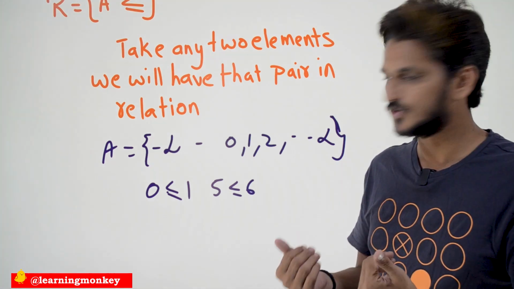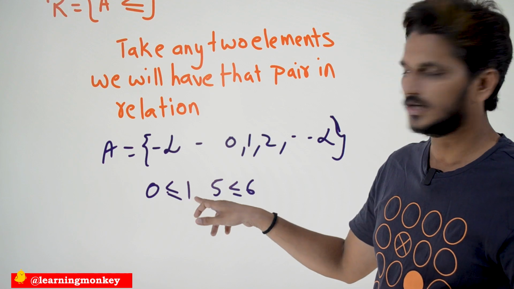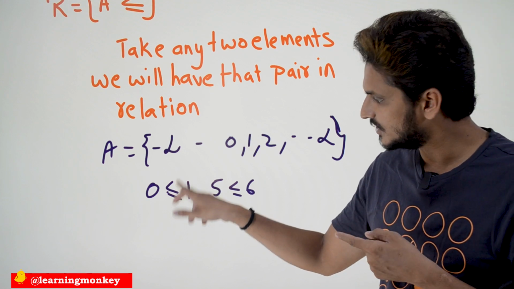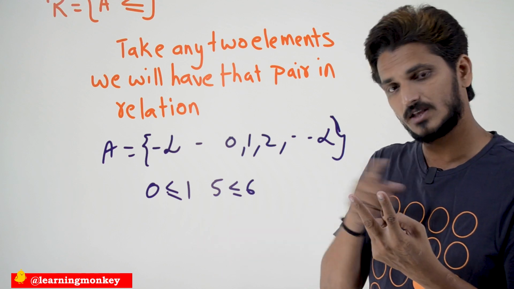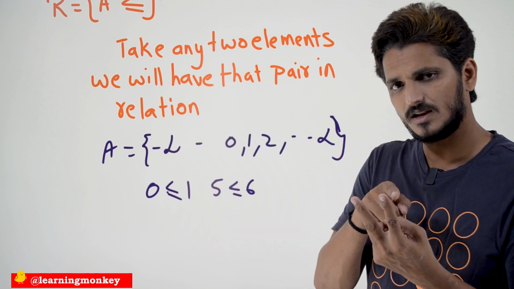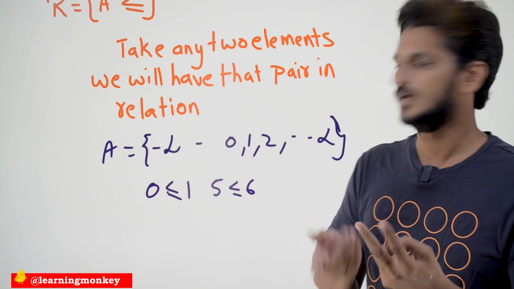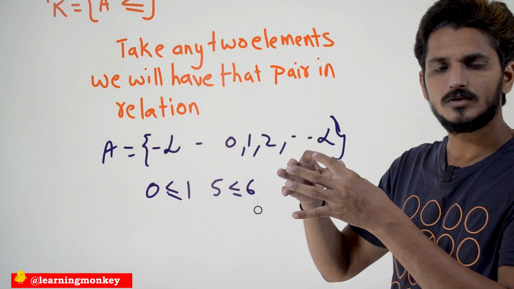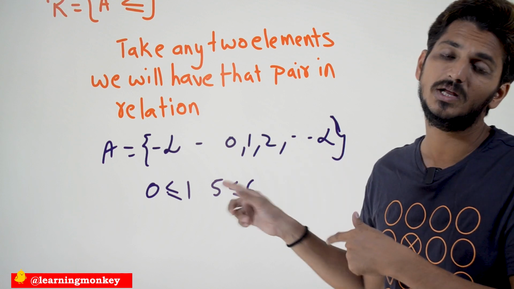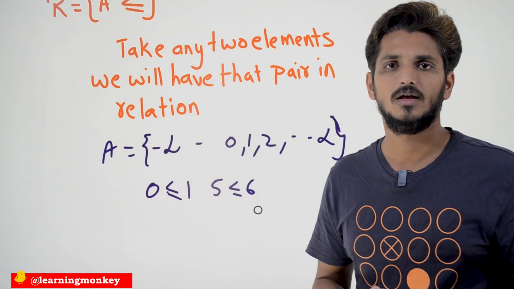Why? Because our relation is 0 less than or equal to 1. Our relation is less than or equal to. Definitely for two elements, one element will be less than or equal to the other. 5 less than or equal to 6. You take any two elements, you will have a relation. That is the meaning of totally ordered set.